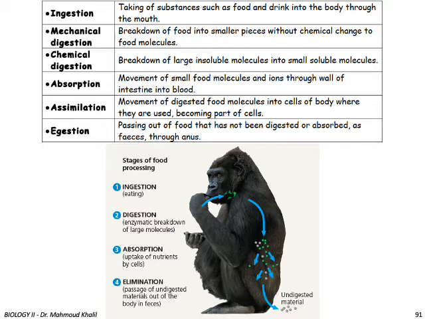Absorption is the movement of these small food molecules and ions through the wall of the intestine into the blood, while assimilation is the movement of these digested food molecules into the cells of the body, where they are used and become part of the cells. And finally, egestion is passing out the food that has not been digested or absorbed as feces through the anus. And from the figure, you can see the regions where these processes occur.